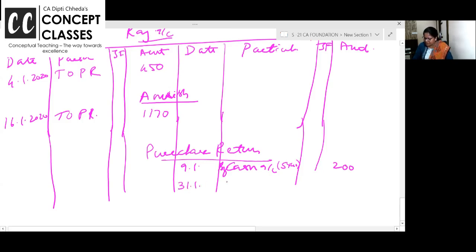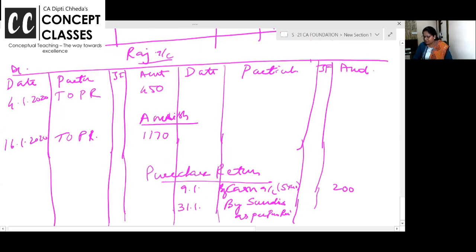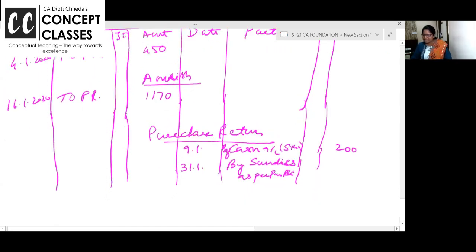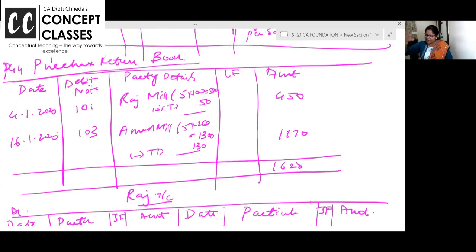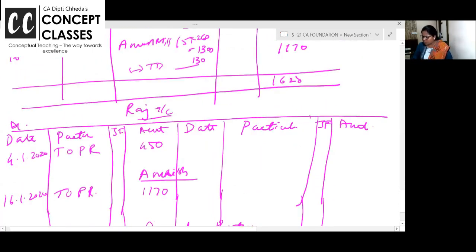And last now, 31st of January, by sundries. Why do I write sundries? As per purchase return book. Sundries as per purchase return book. I hope you are getting it. Keep crediting the purchase book, do it throughout the month. And the total you do the posting once.